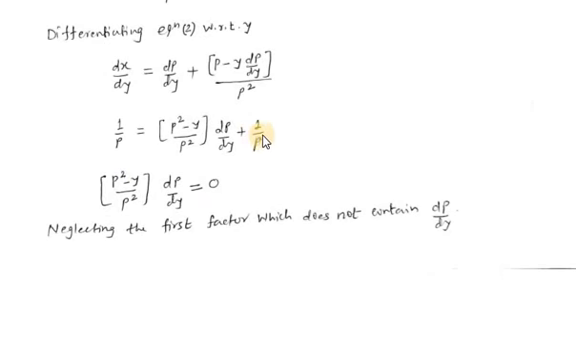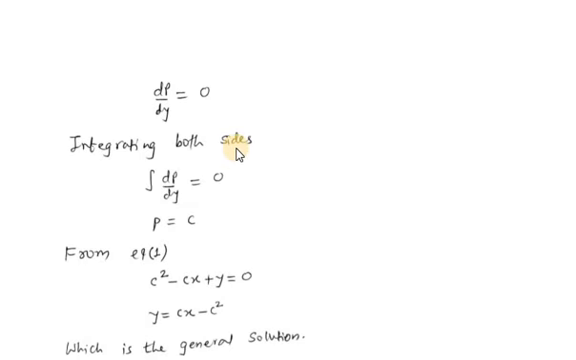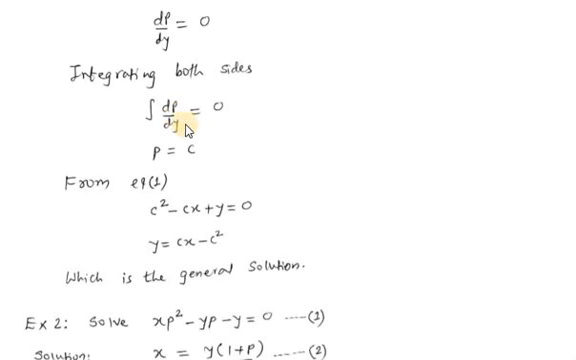Now 1 upon p and 1 upon p will cancel out. We have (p square minus y) over p square into dp by dy equals to 0. So we have to neglect the first term as it does not contain dp by dy. So we have dp by dy equals to 0. Now integrating both sides, integration of dp by dy equals to 0, so we have p equals to c.